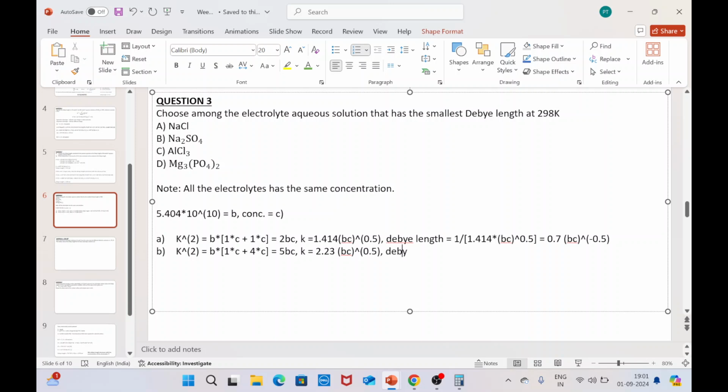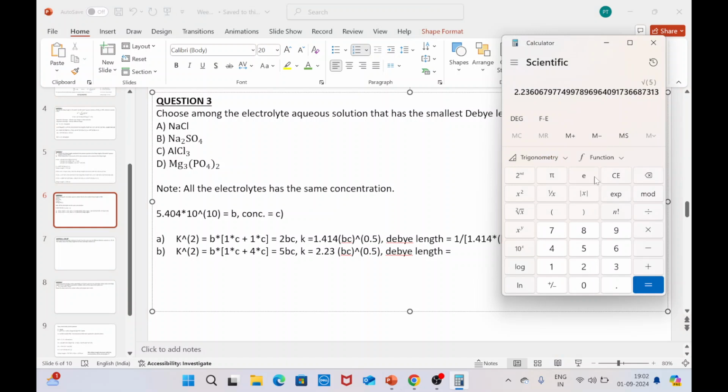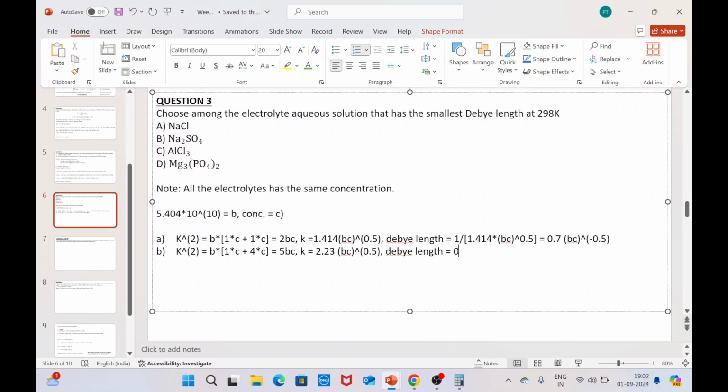So the Debye length will be bc power minus 0.5 divided by 2.23. 1 by 2.23 is 0.44. So it is 0.44 bc power minus 0.5. So this is about option B. Option C also, let's calculate quickly.